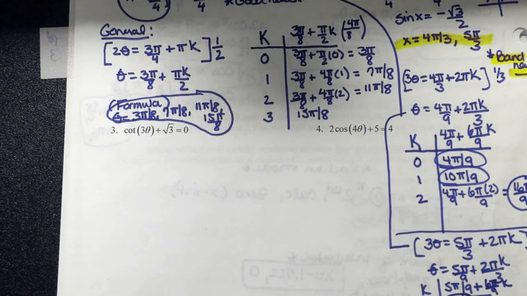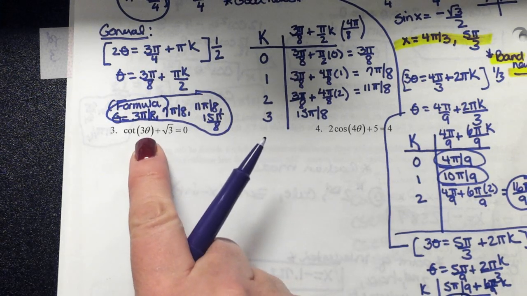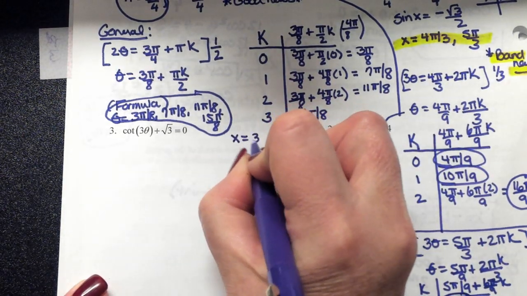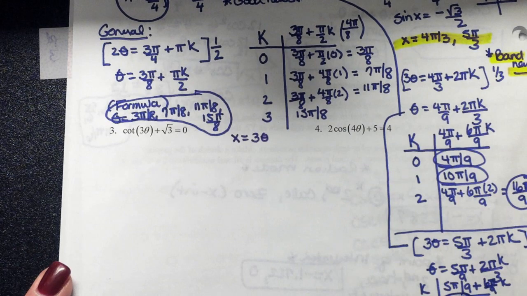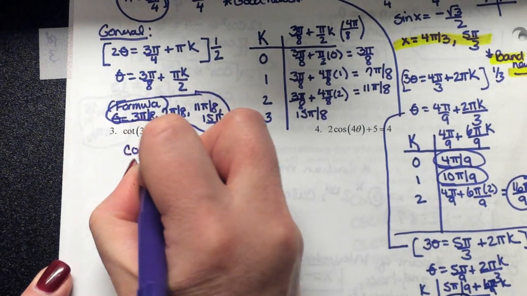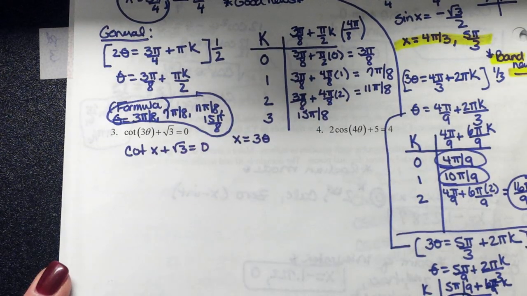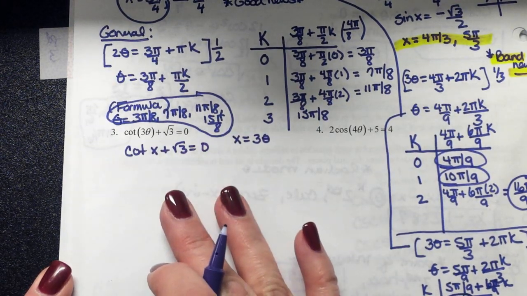Tell me, is this my good news or bad news situation? Good news, because remember, what I'm going to do is I'm going to replace 3 theta with an x. So x is equal to 3 theta. So I need to figure out cotangent of x plus square root 3 is equal to 0. So what's going to be my first step to get cotangent by itself?